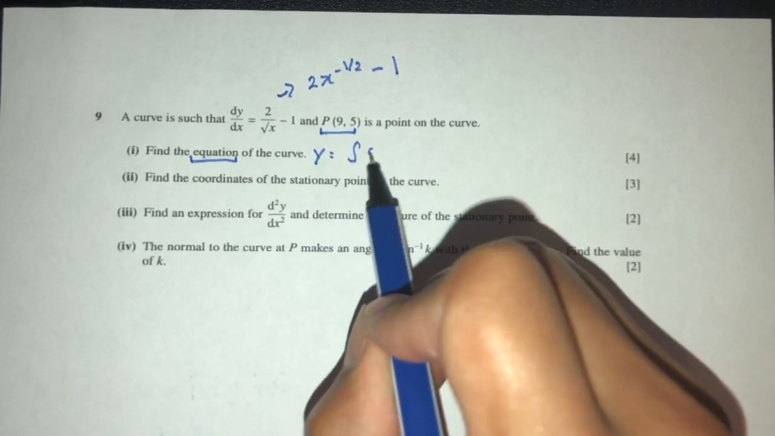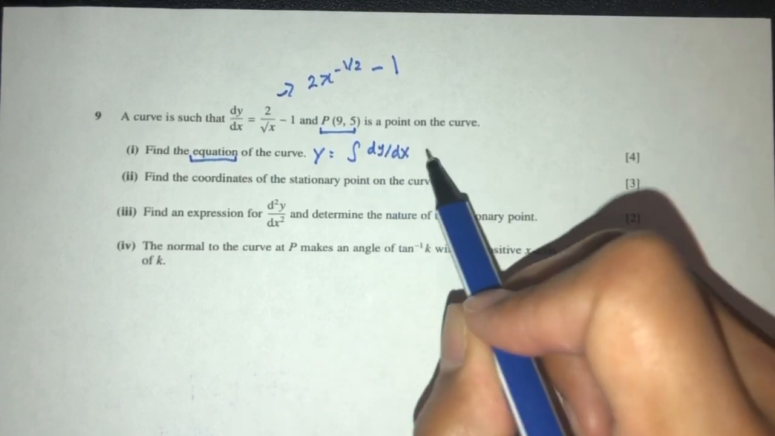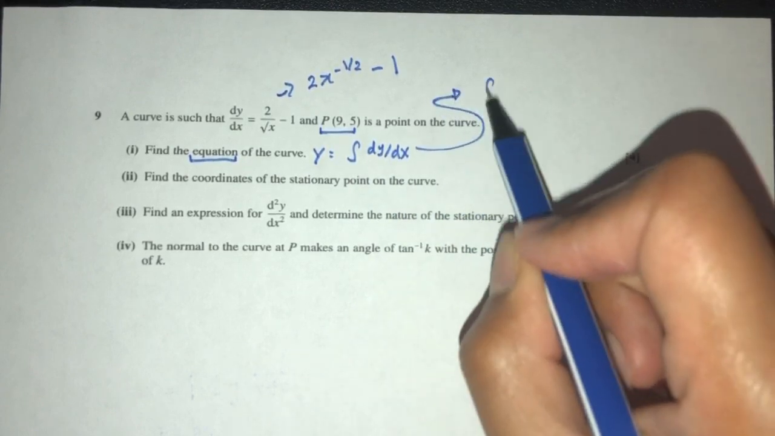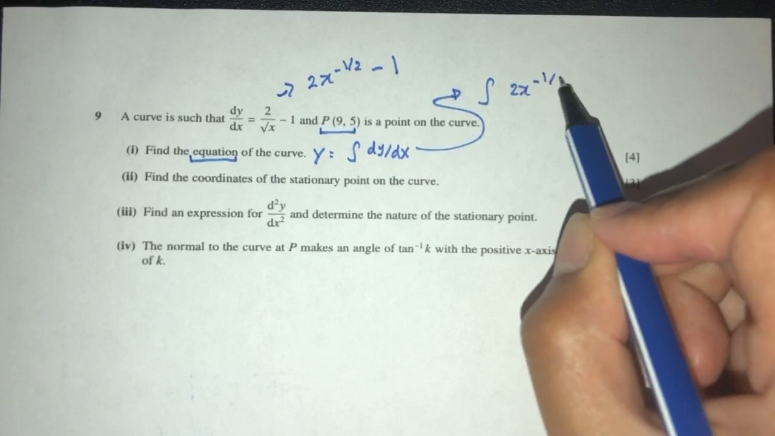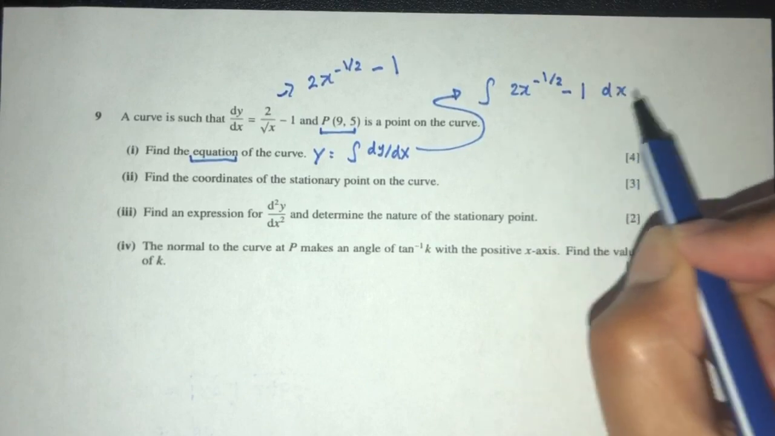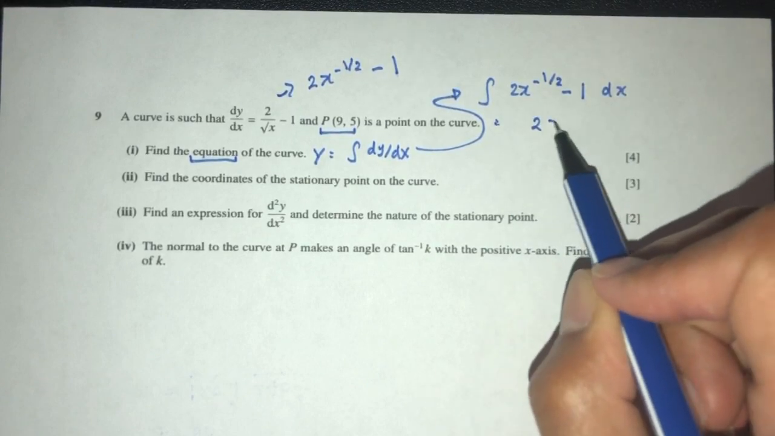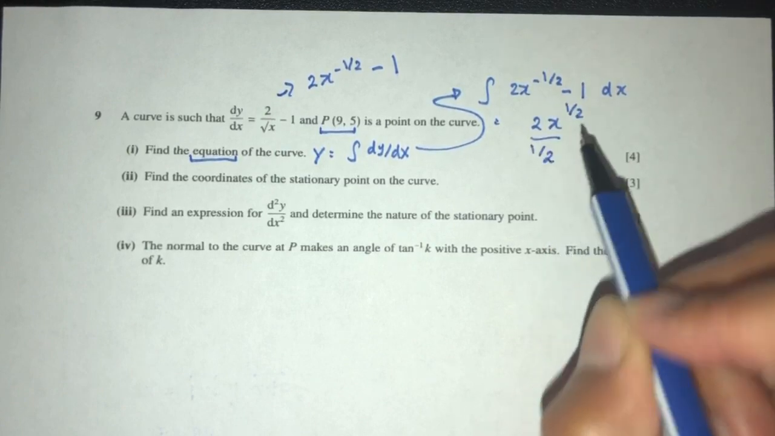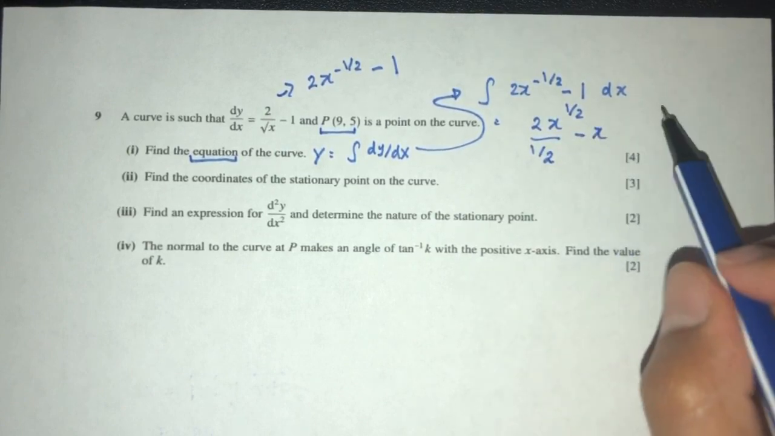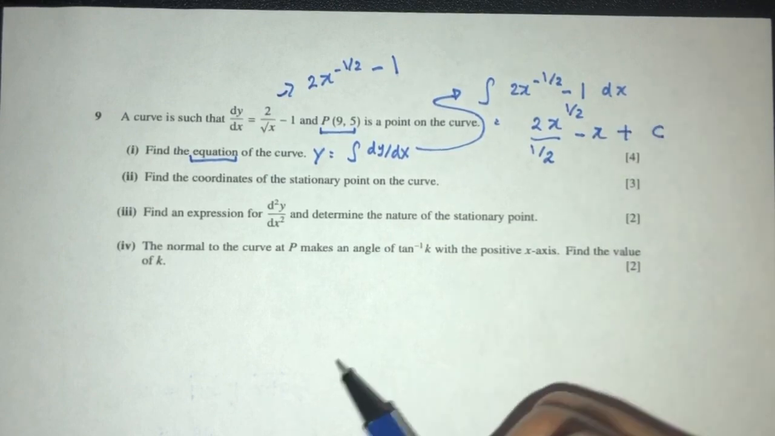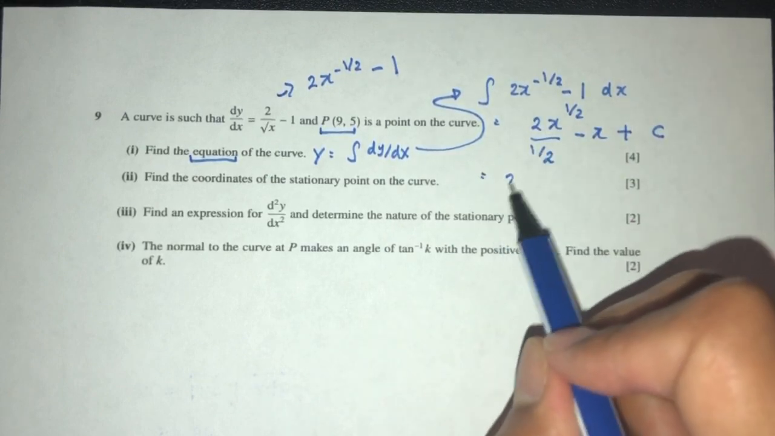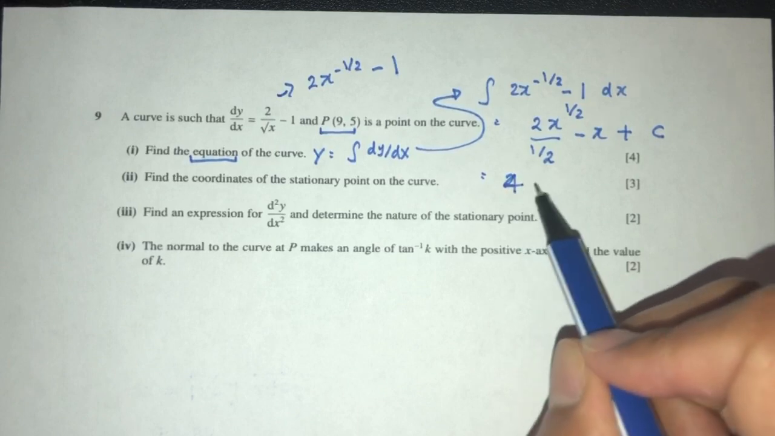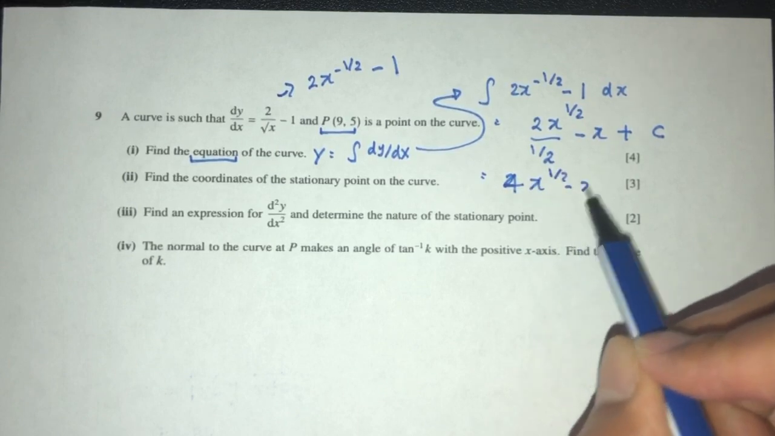Y will be integration of dy by dx. So let's find that. That will be 2x power minus half minus 1 with respect to dx. That will be 2 here. Increase the power by 1, that should be half, divided by the power. Then minus x, and plus c obviously for the constant of integration. This will become 2 times 2, that will be 4, x power half minus x plus c.